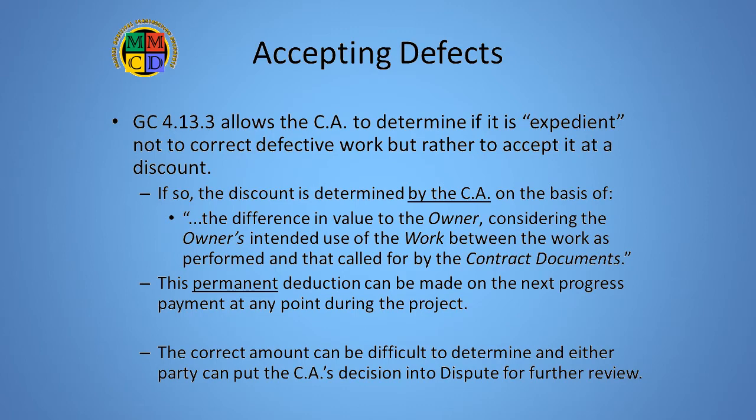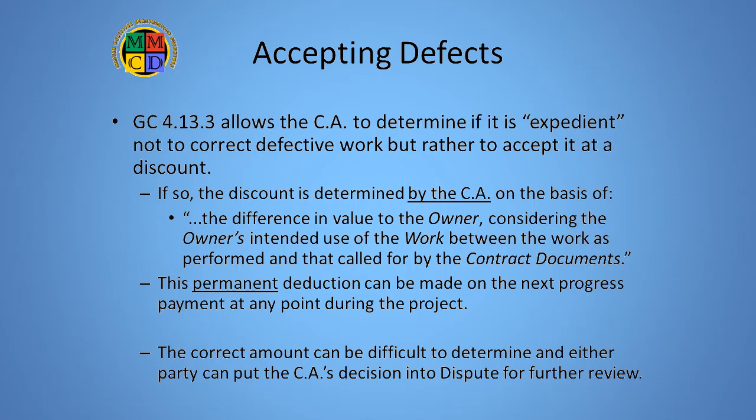During the project, it may happen that a defect is noticed that the CA judges is not expedient to repair or replace. In this case, the CA can determine an appropriate discount for the owner to take on the next progress payment. The deduction must reflect the loss in value to the owner created by accepting something less than the contract specified. Note the specific wording. The CA needs to keep this in mind when evaluating the discount. This situation might occur at any point during the project.